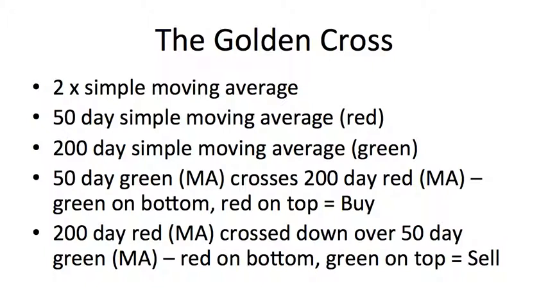One is a 50-day simple moving average, which you color in red, or any particular color of your choice, but usually it's red. The next is a 200-day simple moving average, which is green. Essentially, when the 50-day moving average crosses above the 200-day moving average, with the green on the bottom and the red on top, that signals a buy. And the reverse is true. When the 50-day crosses down below the 200-day, red on the bottom and green on the top, that signals a sell. We'll cover that in more detail in a moment when I show you an actual chart.